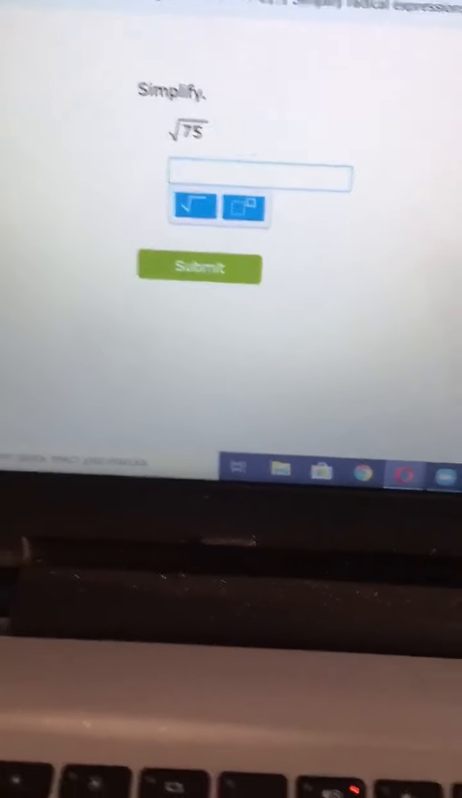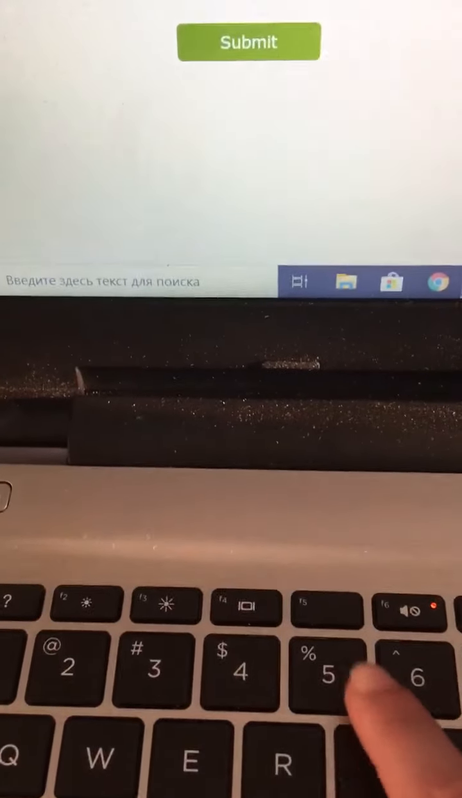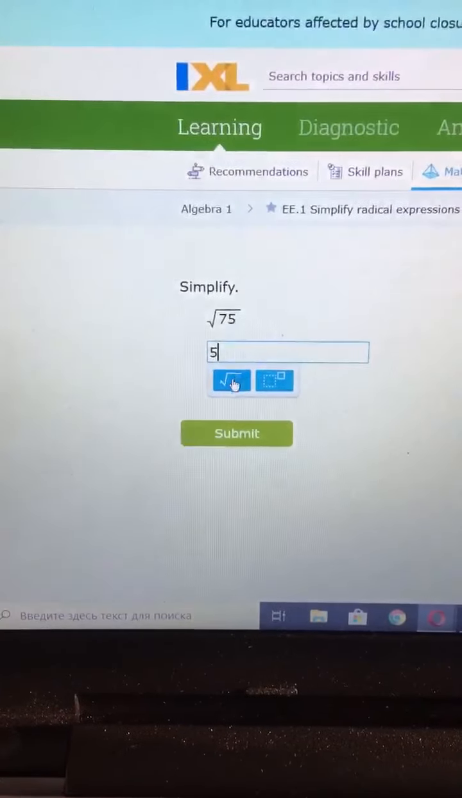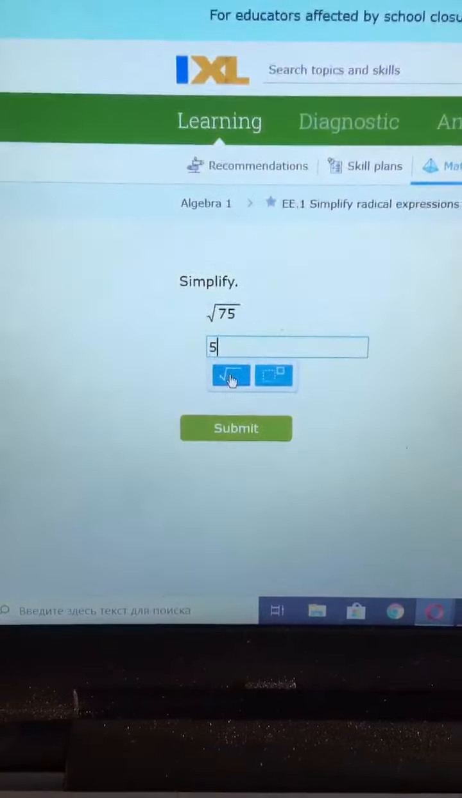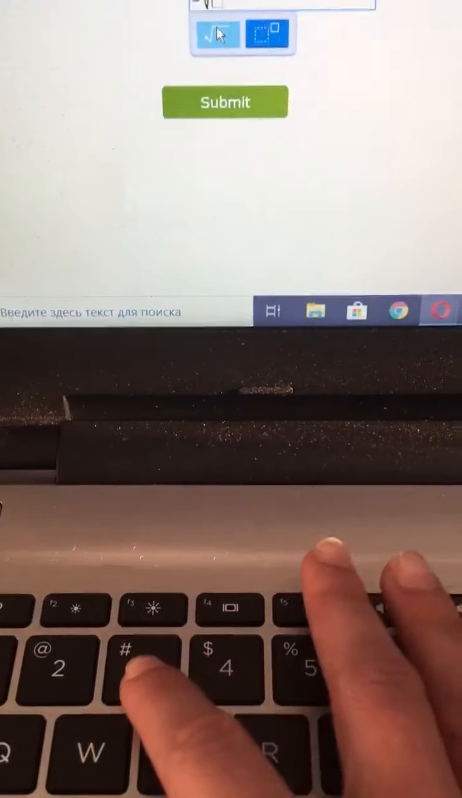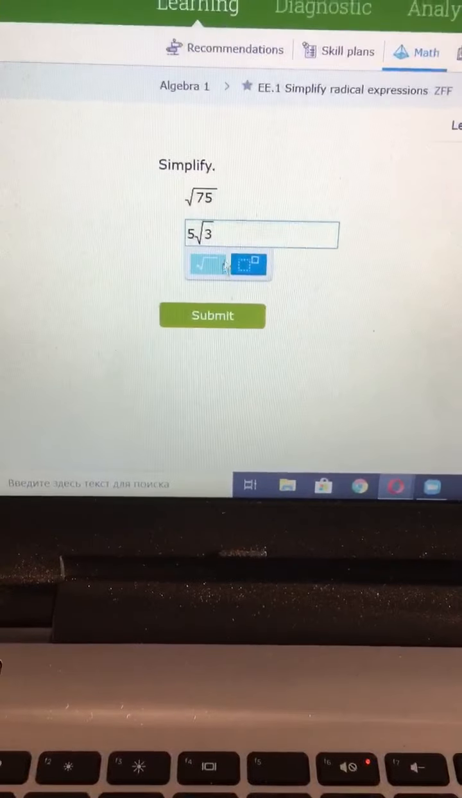So the way you put that in your computer is to hit 5, and then on your screen you have to hit this button here for radical. So 5 radical, and then within there you can type 3, and then click submit, and then you're good to go.